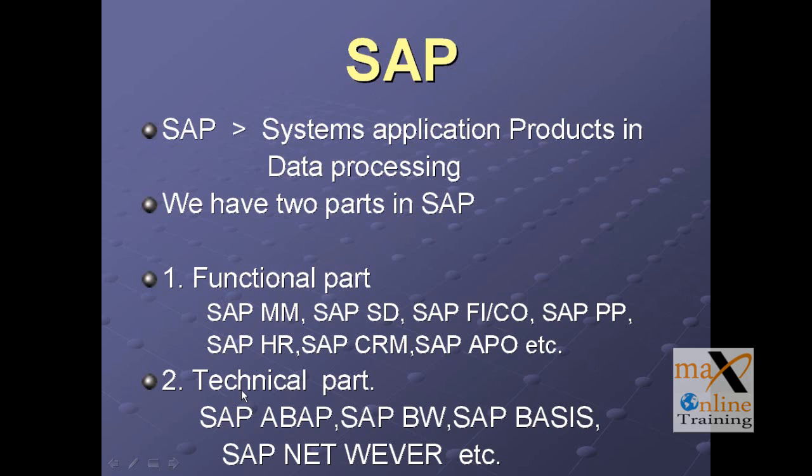The next part is the technical part. It deals with the coding part. Normally BE, BTech, MCA people will take up these. SAP NetWeaver deals with Java. Sorry to interrupt you in between. What are ABAP and BW? BW is business warehousing. SAP ABAP, in a sense, is a programming model actually.